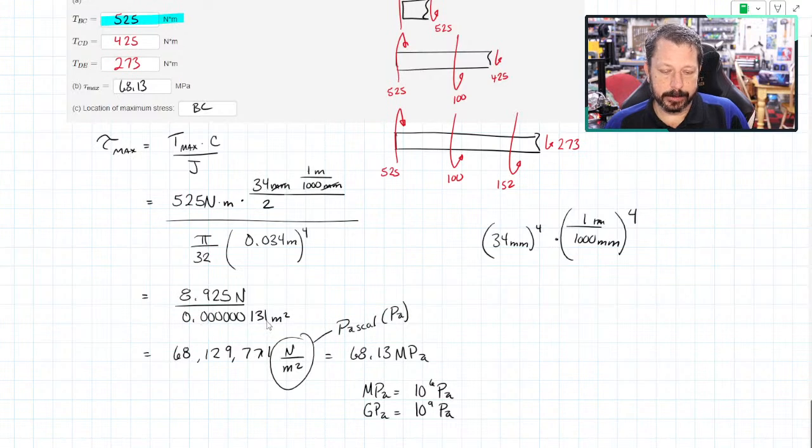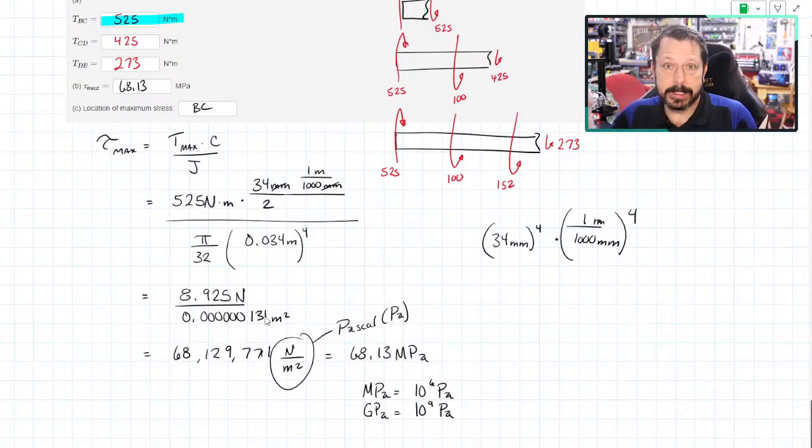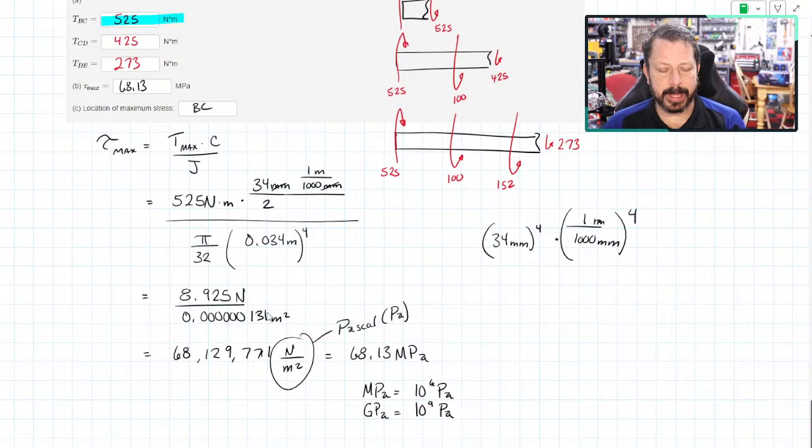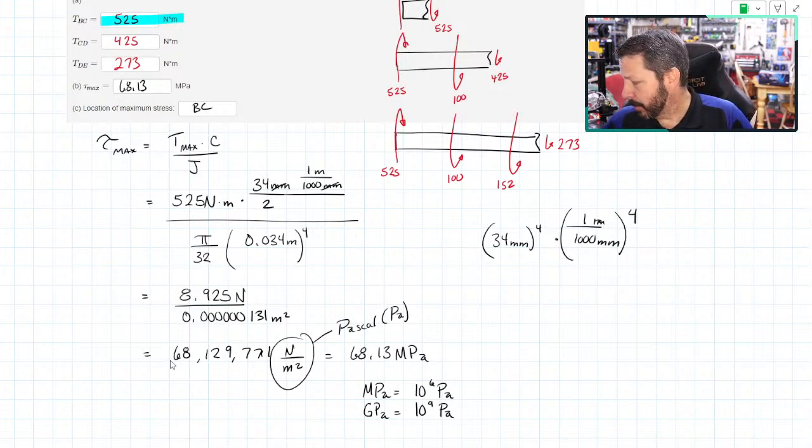0 point, a bunch of zeros, 131. Even that 1 is rounded from some number, which my calculator didn't give me any more digits than that. So maybe if I had MathCAD, I could get closer. But I ran out of digits on the calculator I was using. And so that is where those differences are coming from. But in general, a Pascal is a very small thing. So we're talking about fractions of percentages difference of 68.03 versus 68.13 million Pascal. Percent wise, that's a small difference.